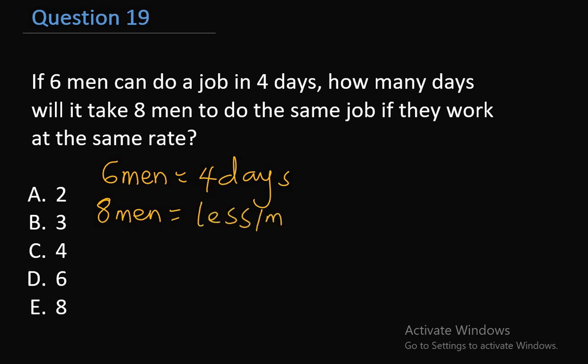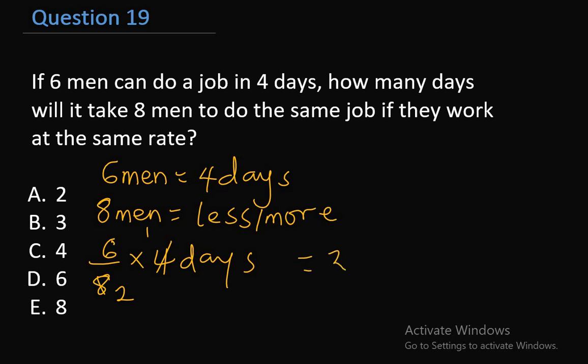So if less, more goes under. Less is 6, more is 8, it will be under, times 4 days will give us our answer. 4 into 8 is 2, 4 into 4 is 1. 2 into 6 will give me 3 days as my answer. So my right answer is B.